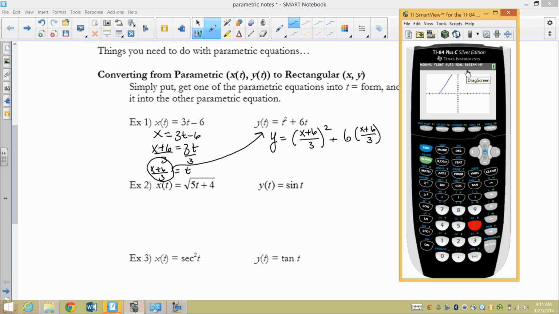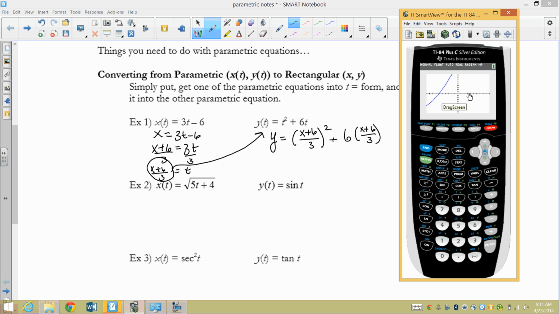Now, why does that look weird? Well, here's why it looks weird: because now your window has t-bounds on it as well. So I usually set my t-bounds to go from like, I don't know, -10 to 10 is usually a good place to start. And then hit graph. And there's my equation. All right. So now take a look at that equation.